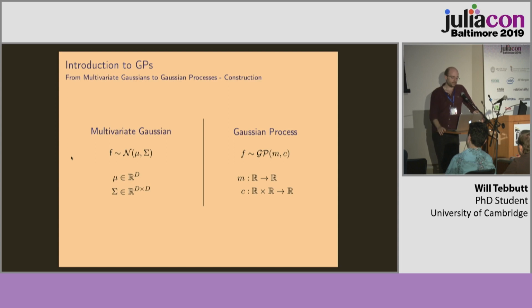So just to make the analogy between the two concrete from a mathematical perspective, we've got a multivariate Gaussian on the left, F, with some mean vector mu and covariance matrix sigma, both d-dimensional. And then on the right, we've got the analogous Gaussian process, which has a mean function M and covariance function C. The function maps from, in this case, the reals, and the covariance function maps from pairs of reals. Before going on, I'll just say that it's not restricted to the reals, but we'll stick with the reals for the sake of simplicity in this talk.